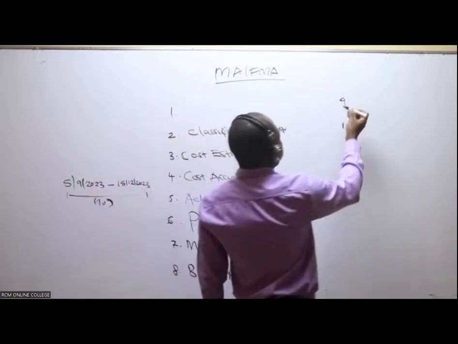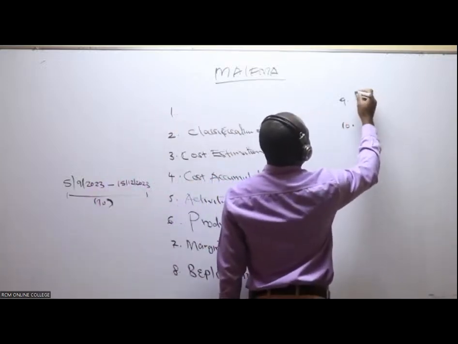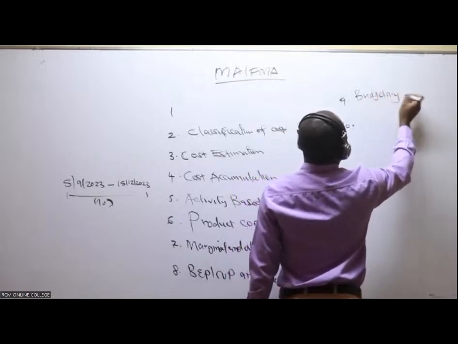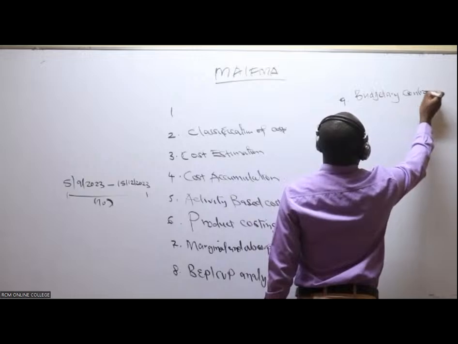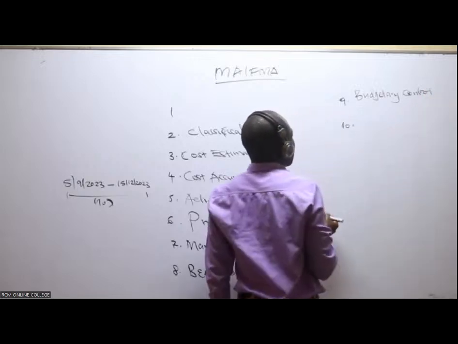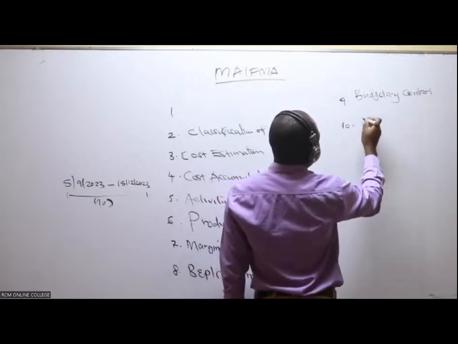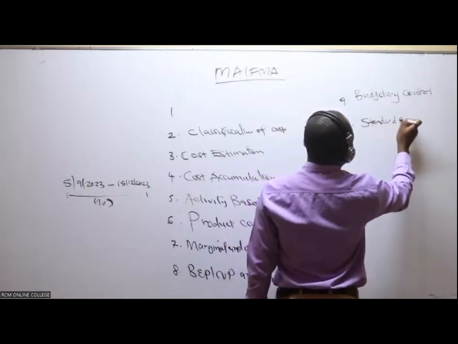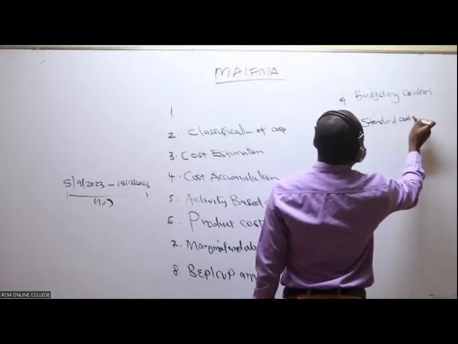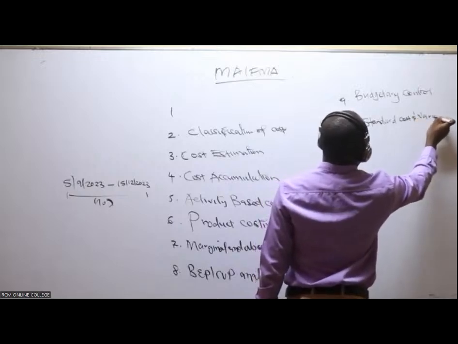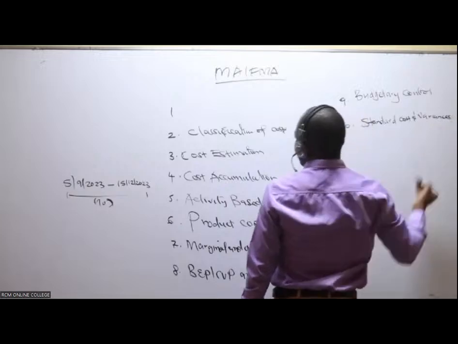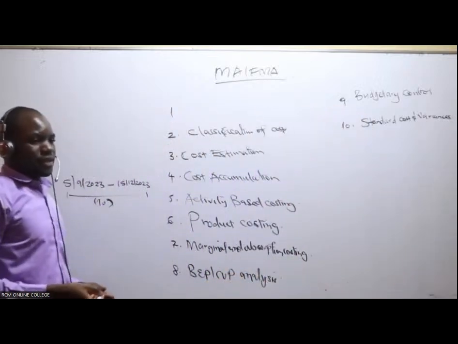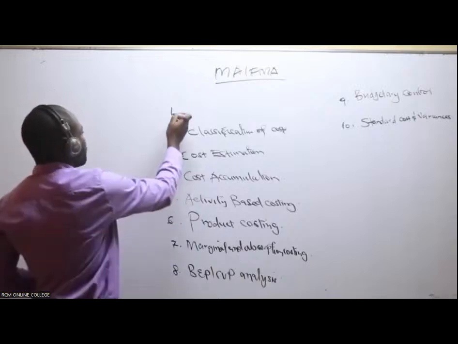We have topic number 9, that is budgetary control. We have topic number 10, that is standard cost and variances. Then we move to our first topic.